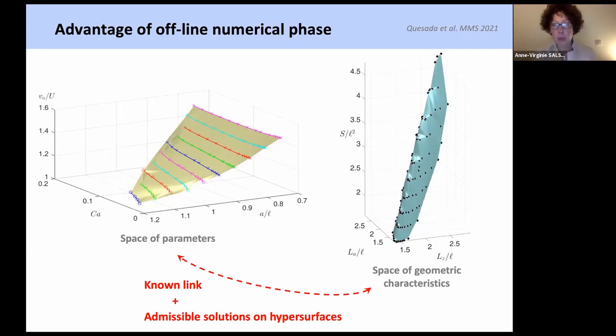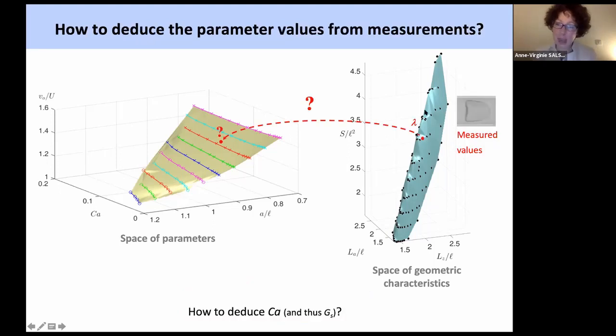So the objective now, our challenge, is if we have an experimental result, so let's take this image, we then backtrack the geometric values for this capsule. So we are somewhere within this space of geometric characteristics, and now we need to find the corresponding point in the space of parameters. The question is how to deduce the value of CA and all the other values, A over L and the velocity ratio, because if we know the three parameters, then we can deduce GS.